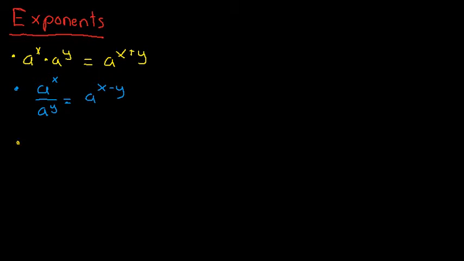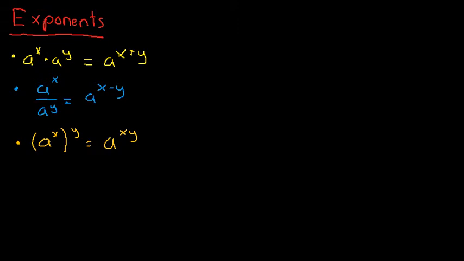The next rule that we're going to go over is when you have exponents raised to exponents. So let's say we had a to the x, raised to y. Well, when you're raising an exponent to another exponent, you multiply the exponents, like this.